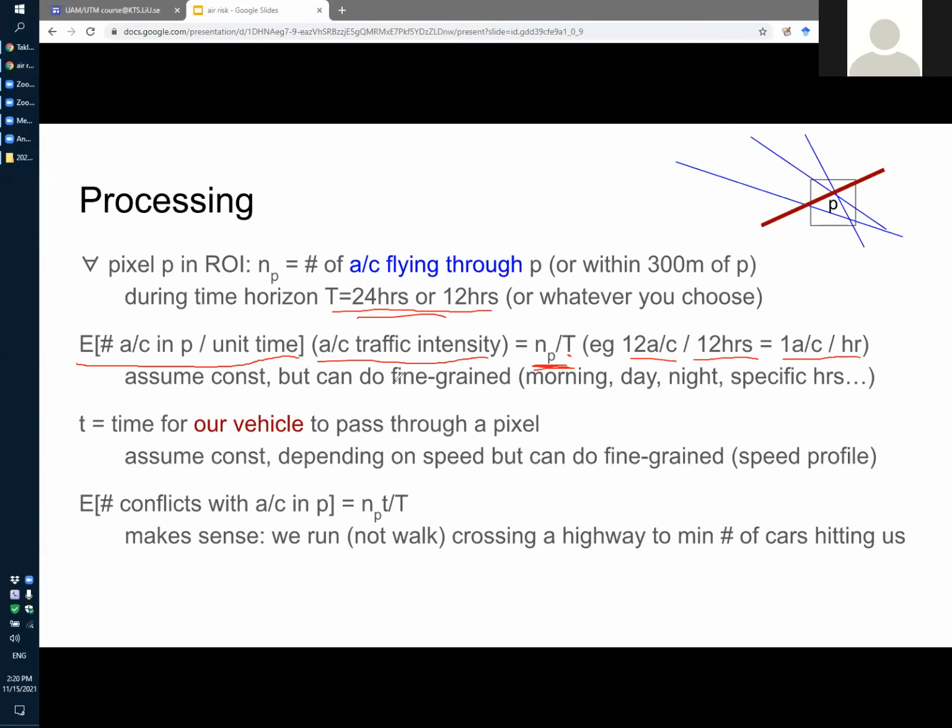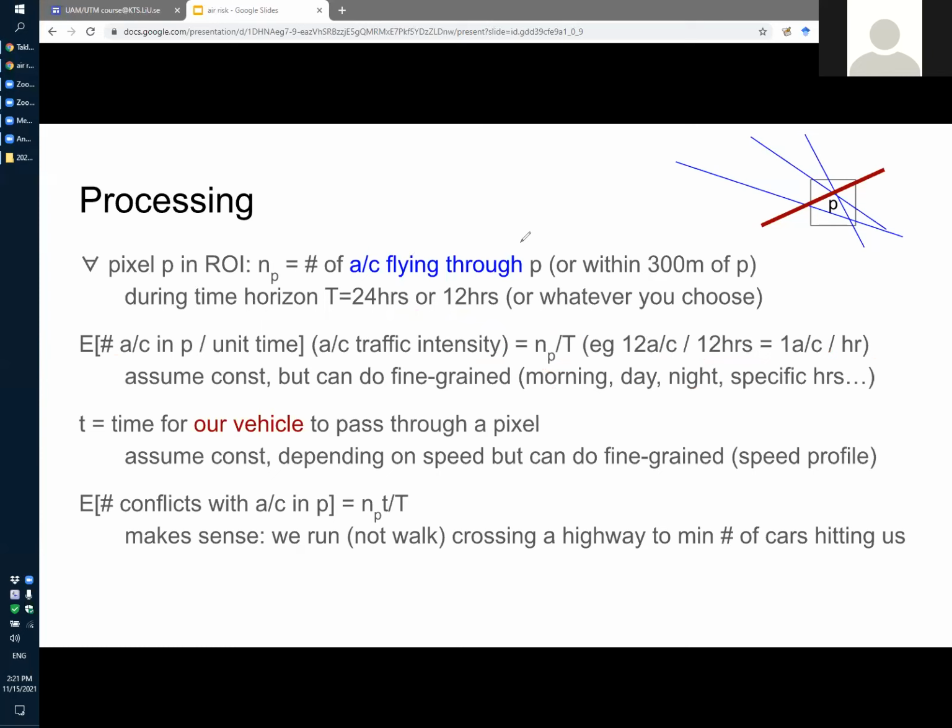Of course, you can also do more fine-grained analysis, looking at different times of the days or even specific hours. But on average, within these 12 hours of operations, whatever this time horizon is, you have some kind of average traffic intensity or expected number of aircraft per unit time. Okay, so that was about the aircraft.